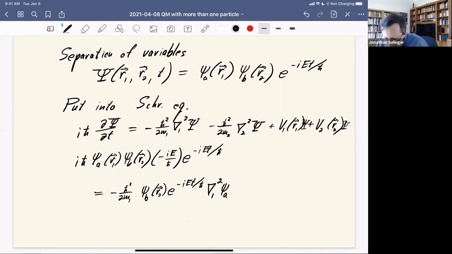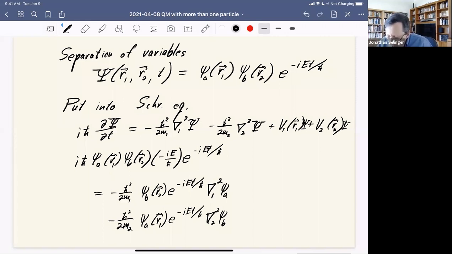Okay, how about for the second term? Same story there. So minus h bar squared over 2m2 psi a. Now the particle 1 stuff factors out. Whoops, the Laplacian with respect to coordinate 2 squared of psi b.